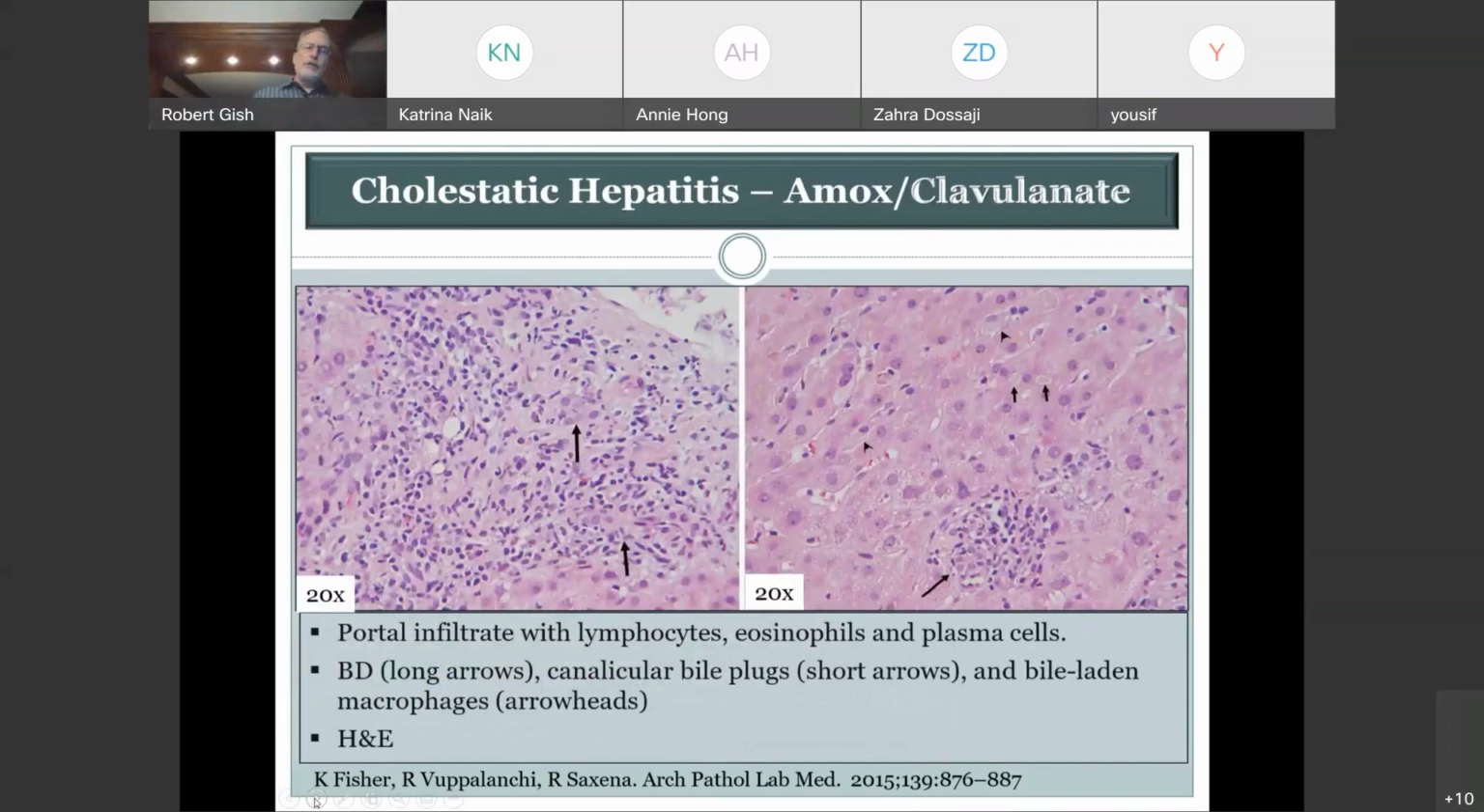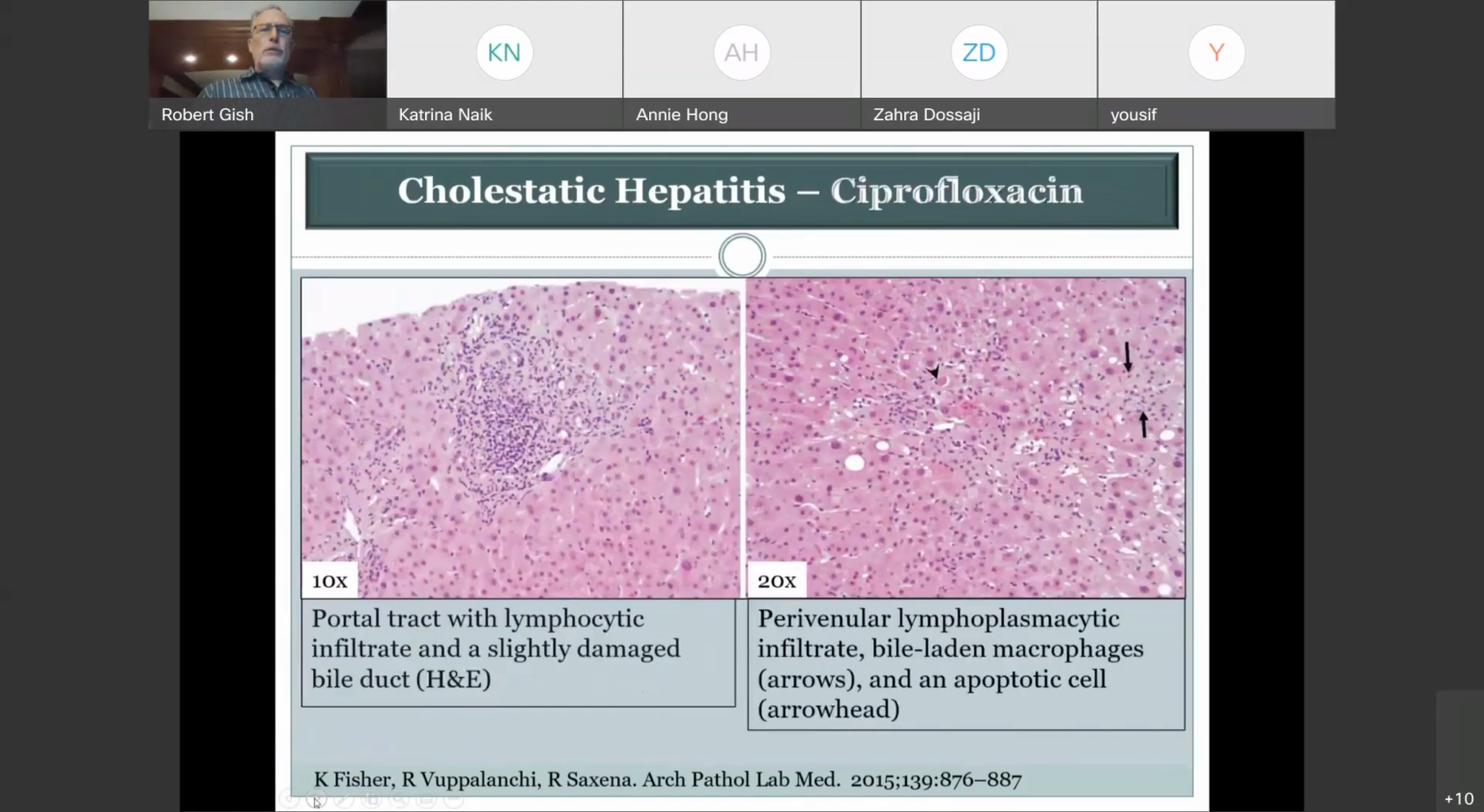Cholestatic hepatitis, a lot more inflammation than you saw with that previous. We had the bland, we had the mild cholestatic, then we got a more severe cholestatic picture. In the lower right corner, I'd even say that looks like maybe a small granuloma that's starting to form. Cipro.